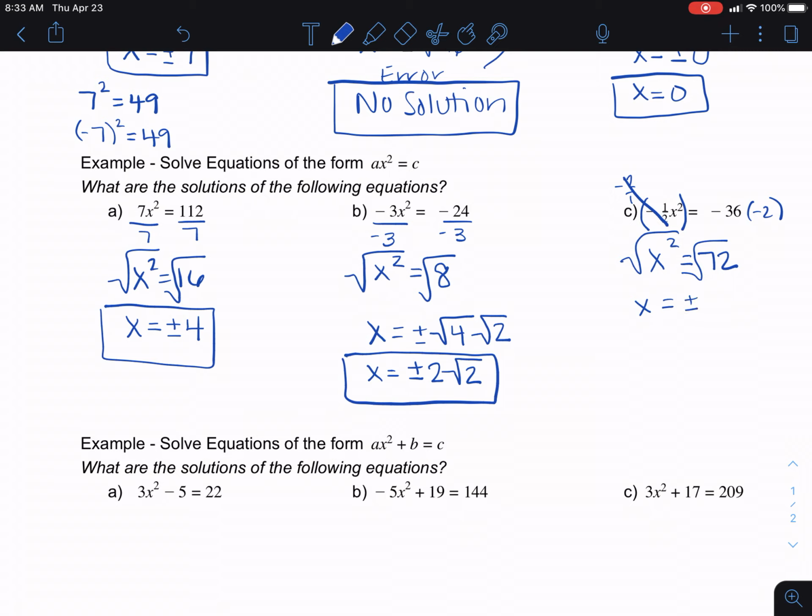Now for the square root of 72, there's lots of ways we can break 72 into a product with a perfect square, but if we want to pick the largest perfect square, that would be 36, multiplied by 2. The square root of 36 is 6, so our solution would be plus or minus 6 square root of 2.